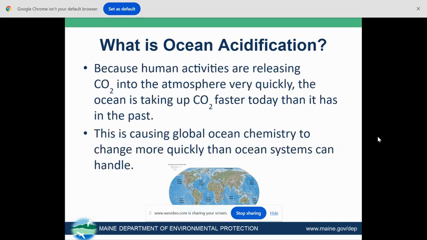All right, and ever since the Industrial Revolution, we humans have been creating more carbon dioxide, releasing that carbon dioxide into the atmosphere, and the ocean is taking up that carbon dioxide faster today than it has in the past, because there's more of it in the atmosphere, right? And this is causing the global ocean chemistry to change more quickly, and ocean systems are not adapted to this type of pH. All right, so it's causing some disruptions in the ocean systems.